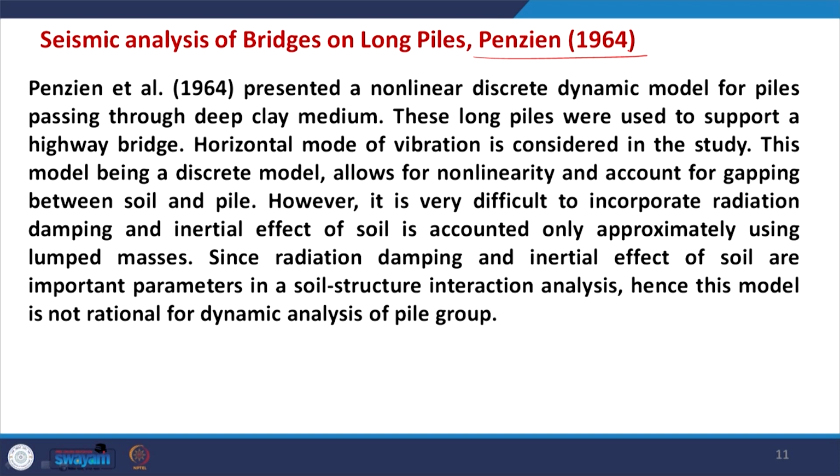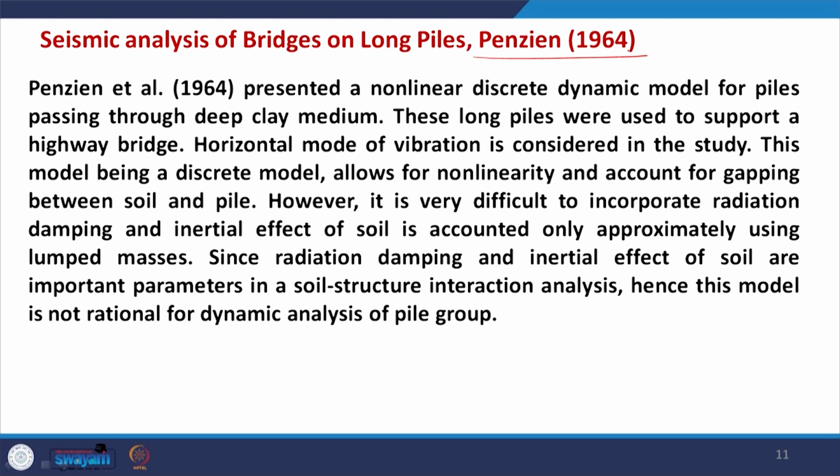So, what is the drawback? Because it is based on discrete models, first, the inertial effect cannot be properly accounted for, and the radiation damping has also not been properly considered. Since radiation damping of soil is an important parameter in SSI, this model is not rational for dynamic analysis of pile groups. So, this was a kind of approximate method only for the analysis of pile groups.